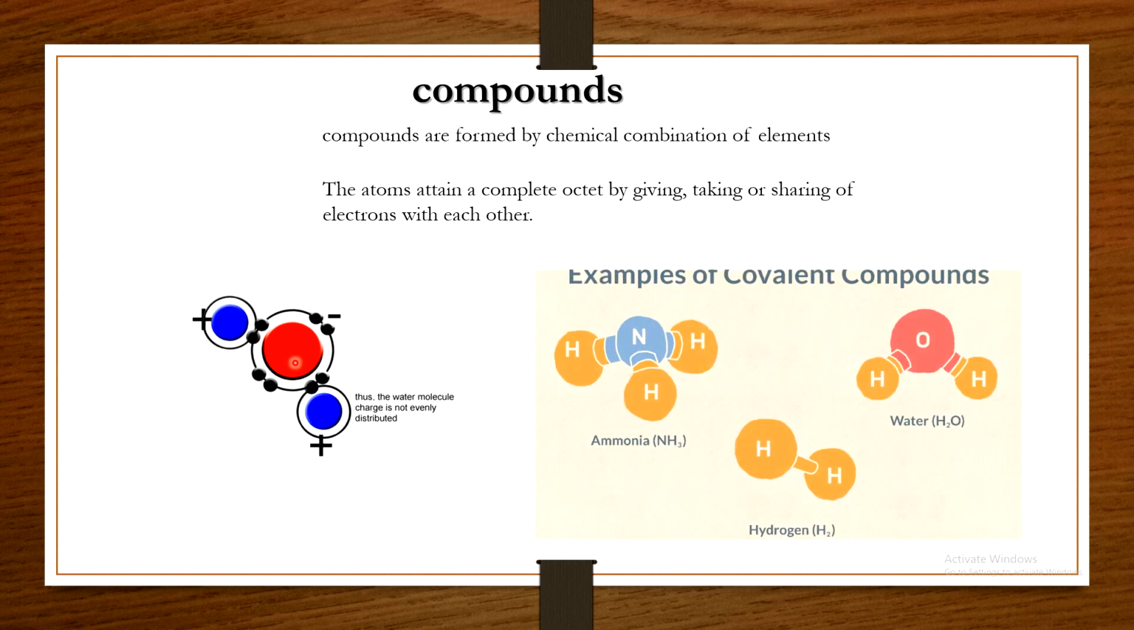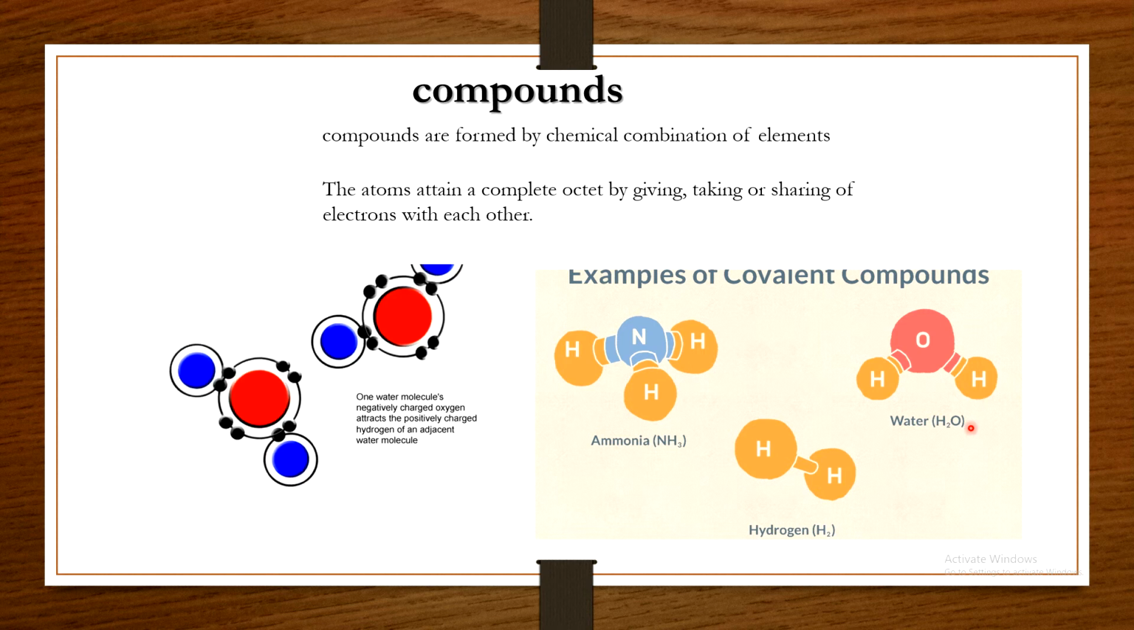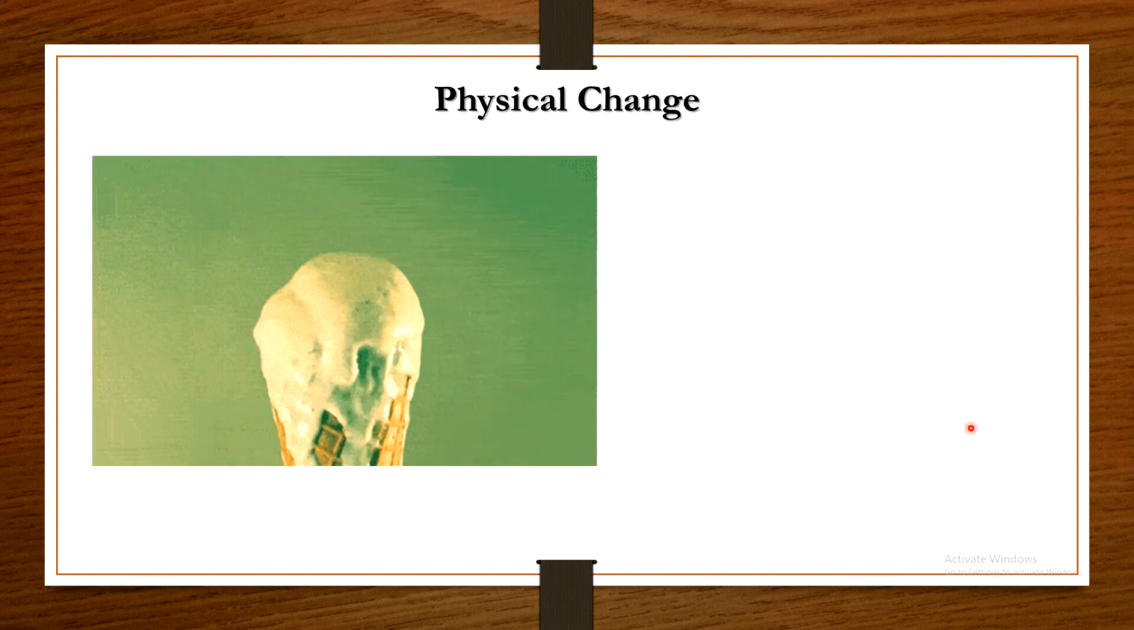Another example of a compound is ammonia, that means NH3. Hydrogen, just as in the water molecule. So these are some examples of compounds. Here first let's know what is meant by chemical and physical change.